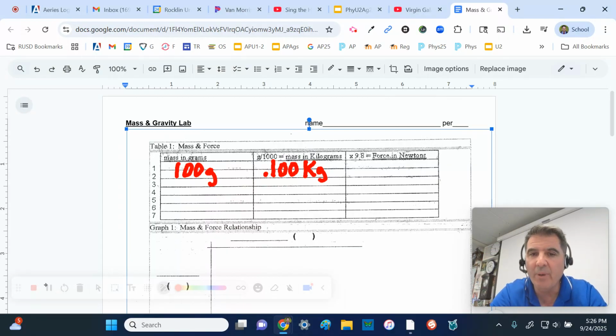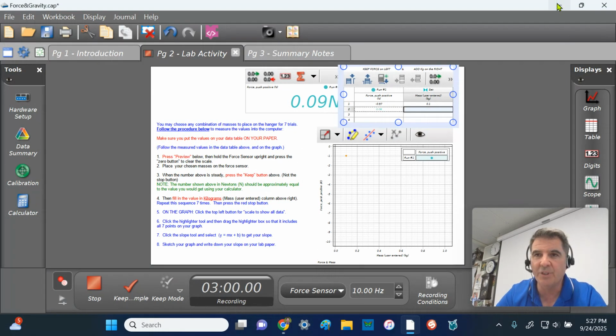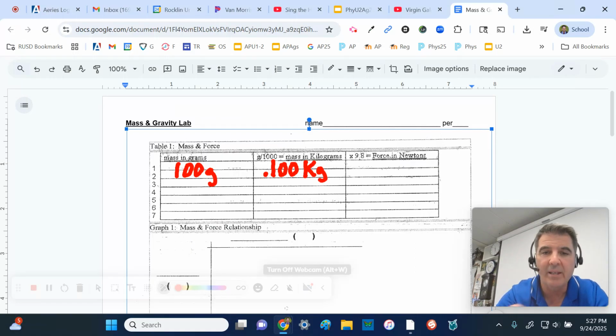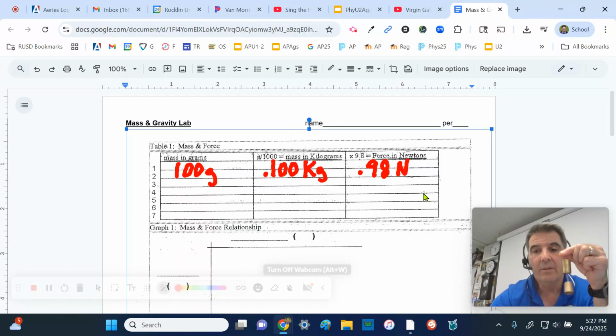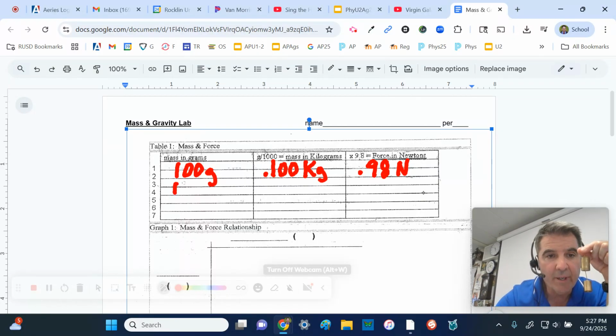Okay, it says times 0.98 for the force in newtons. Now, we measured it, and 0.98 is kind of cheating a little bit, but we did measure it. If you look on the other one, it said 0.97, which is close to what you would get mathematically. So I don't care, 0.97 or 0.98, 0.98 is fine. And this is the force in newtons, capital N. I'm just going to do 2 more. I'm going to get another one, and this one is actually 50. I'm going to hang it like this. I'm going to do 150, and that'll be 150 grams.